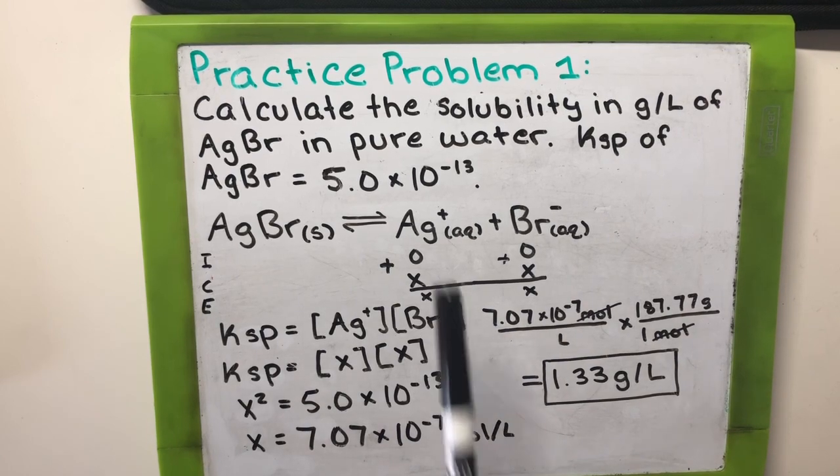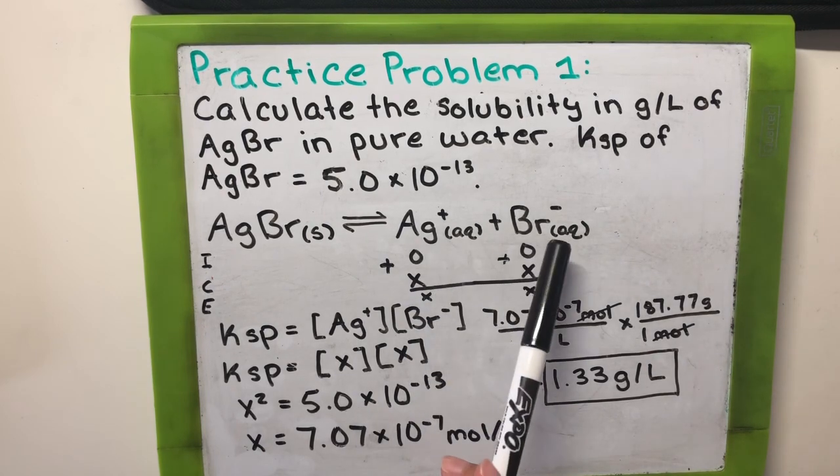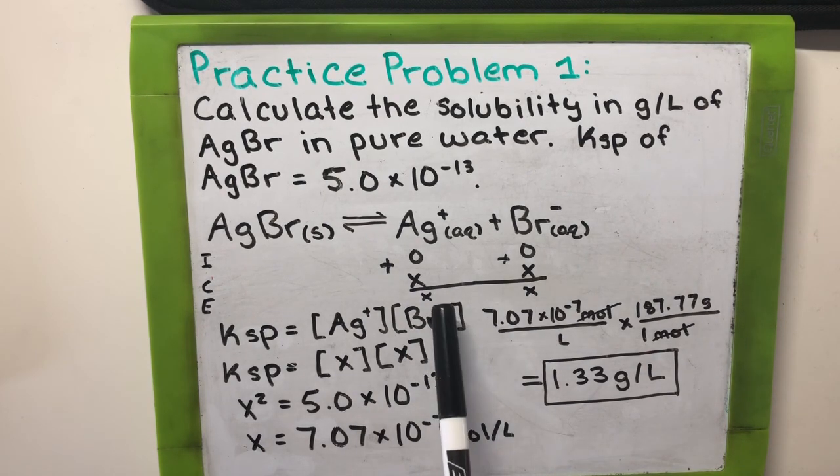So because we are in pure water and the equation is 1-to-1, both the concentrations of silver and bromine can be represented by x, which is how we get x squared is equal to our KSP. And when you square root both sides, you should get that the concentration is 7.07 times 10 to the power of negative 7 moles per liter.